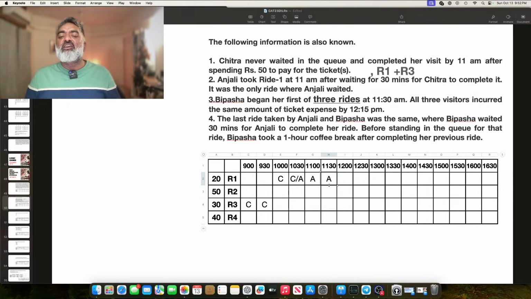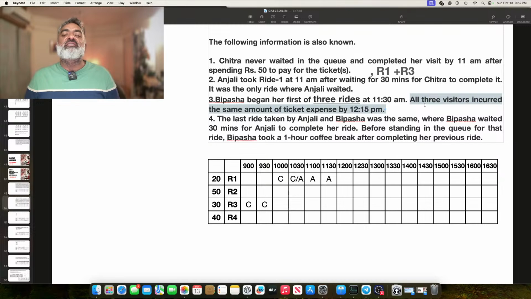And so ride 1 is out. It could be ride 2, ride 3, ride 4, maybe so many scenarios are happening. But I read the next part of the story. It says all 3 visitors incurred the same amount of ticket expense by 12:15. Now again, let me slow down, just look at this piece of information and try and make my deductions.